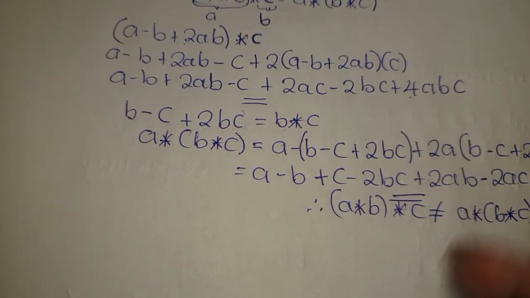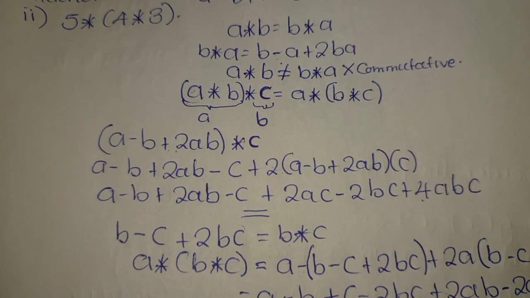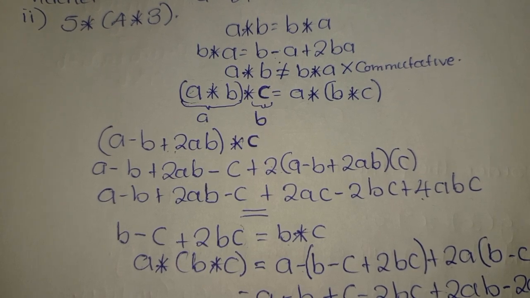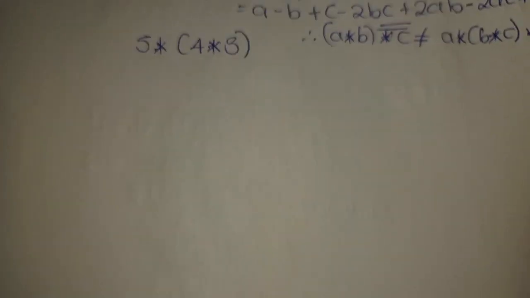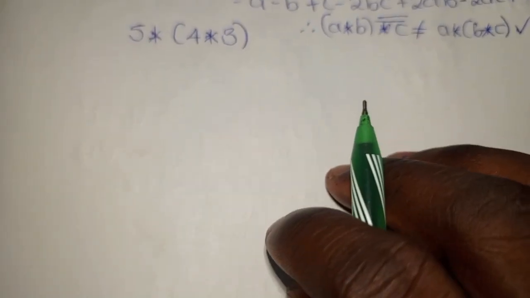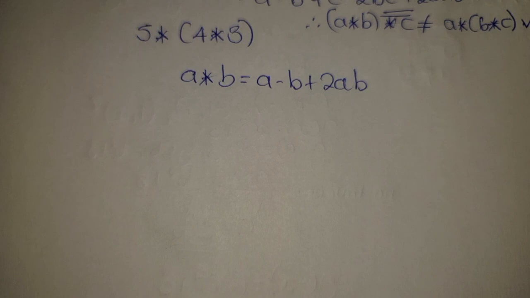So the last question that we have been given is for you to be able to solve 5 star 4 star 3. So this is just where you are told to evaluate a binary operation. For you to be able to evaluate a binary operation, we need to understand one general aspect. Remember, A star B is equal to A minus B plus 2AB. So that is the general formula which we have.